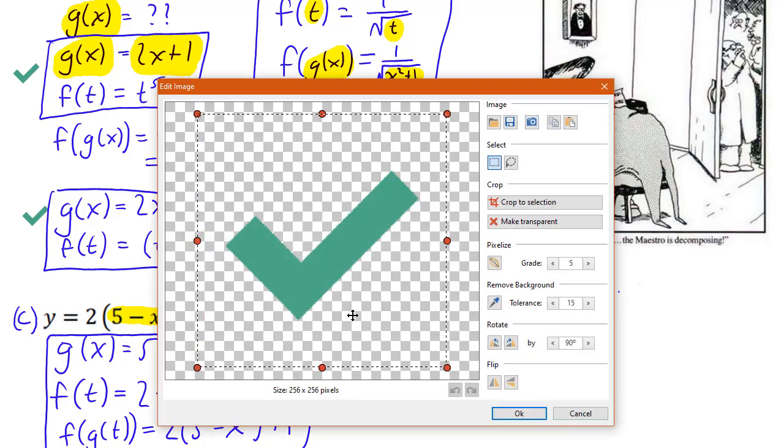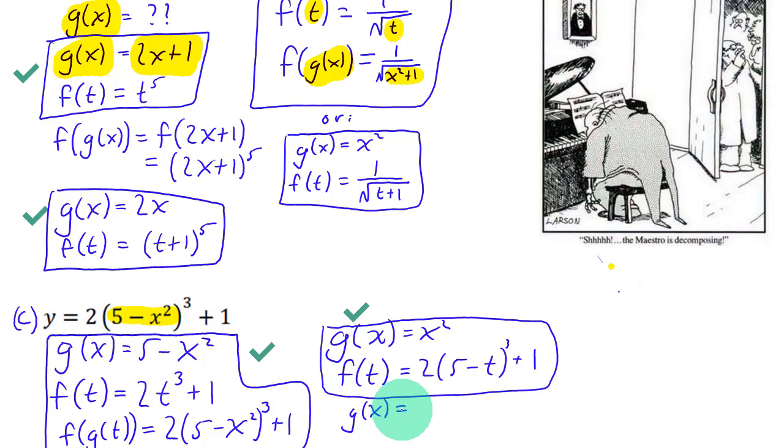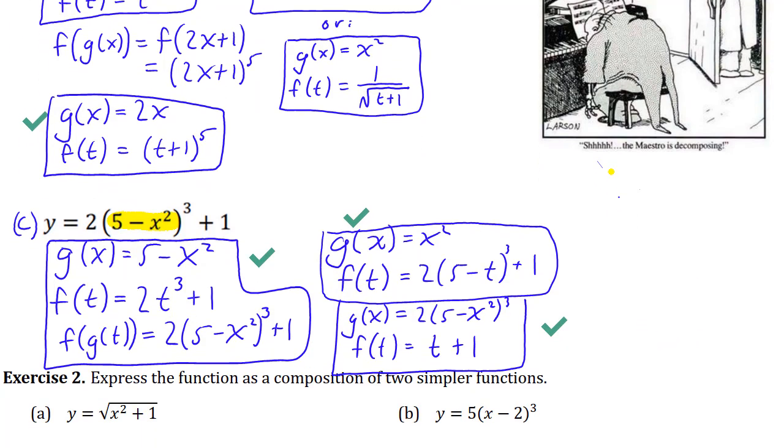You could also say the g of x part is 2 times 5 minus x squared, and then all that cubed, and then f of t is just t plus 1. That would work too. So there's a variety of ways to do that.